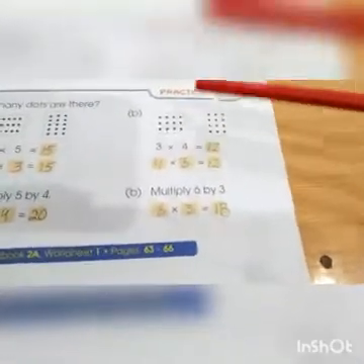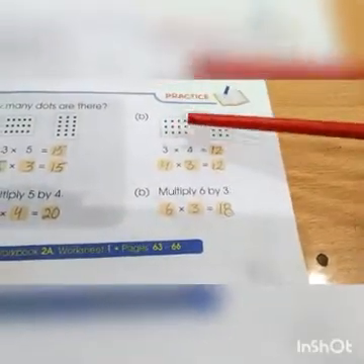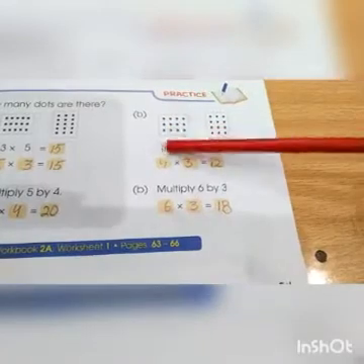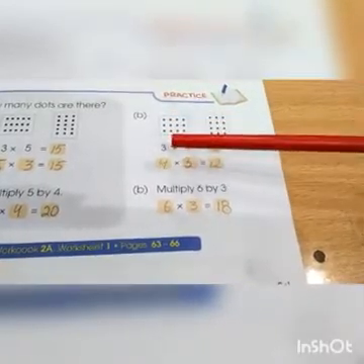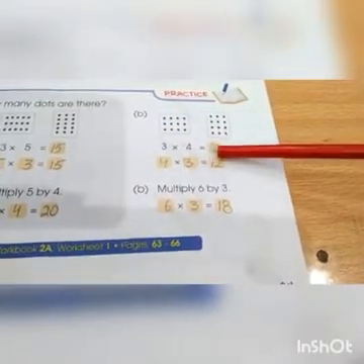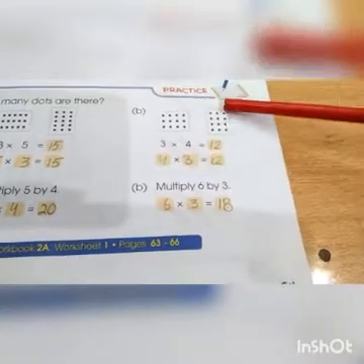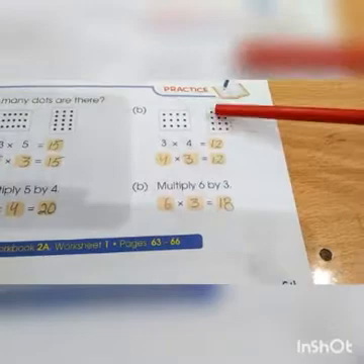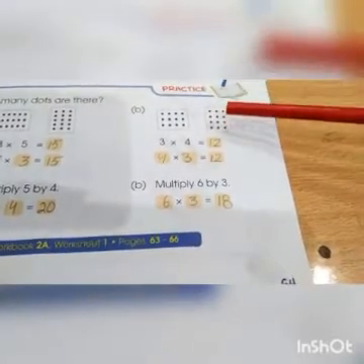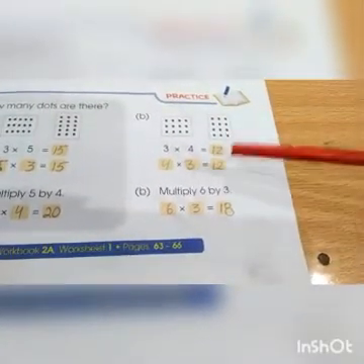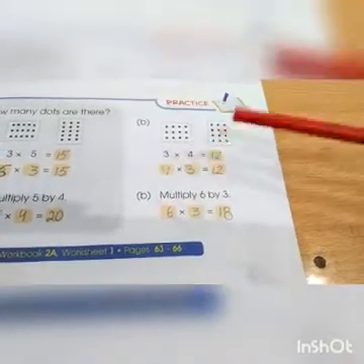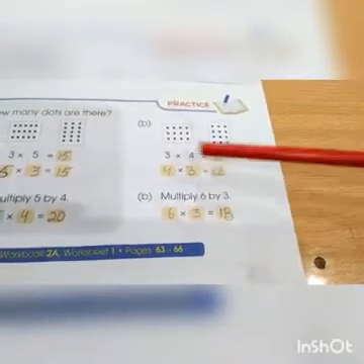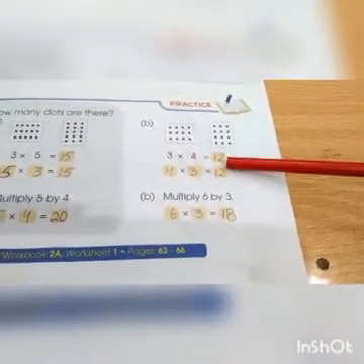Part B, you can see there are 4 columns of 3 dots. 3 multiplied by 4 equals 12. In this group you can see there are 3 columns of 4 dots. 4 multiplied by 3 equals 12. 3 multiplied by 4 equals 12, same as 4 multiplied by 3 equals 12.